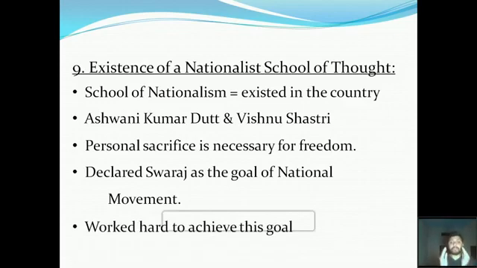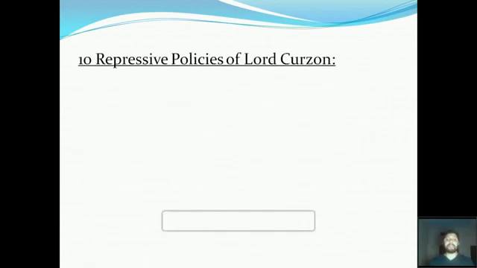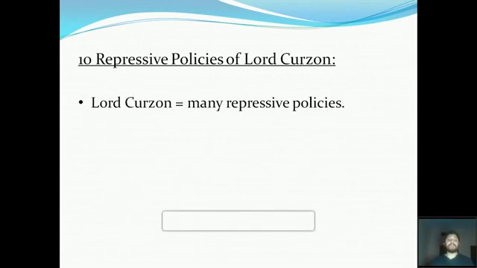This nationalist school of thought, the leaders who had a very clear strategy and schema to achieve their goal, really worked hard to achieve it. Now we move to the 10th point, and the 10th point is repressive policies of Lord Curzon. We have already heard this name once, in the beginning of this chapter. Lord Curzon was the mastermind behind the partition of Bengal. Certain repressive policies followed by Lord Curzon also led to the formation of assertive nationalism.